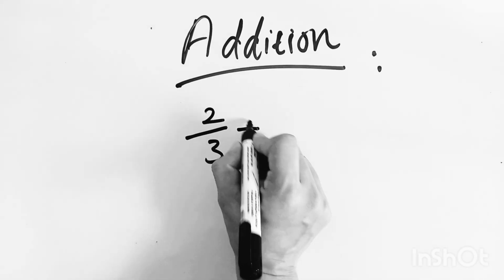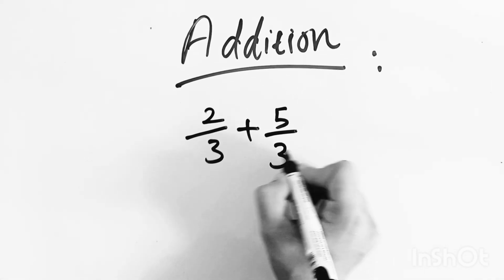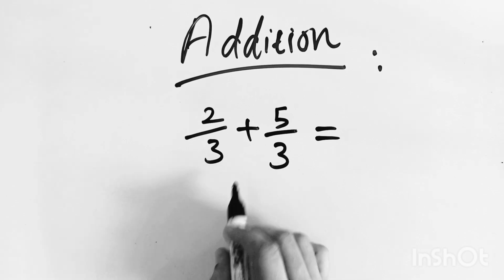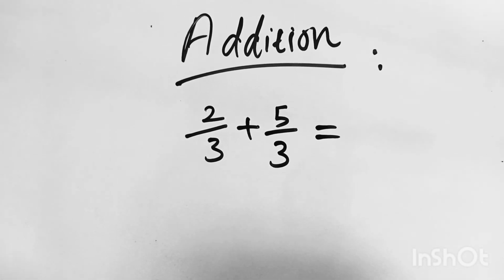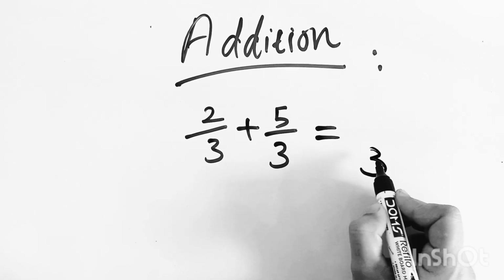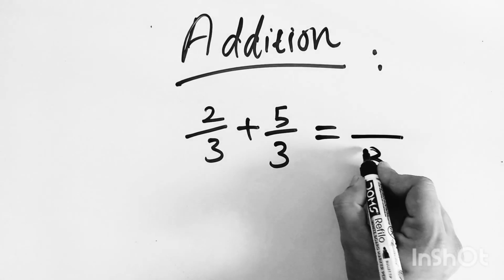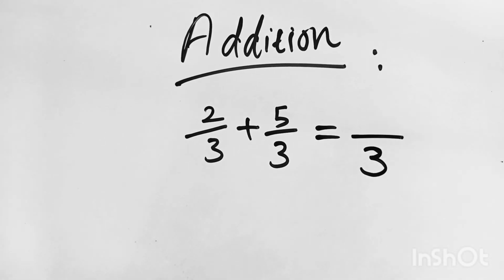2 by 3 plus 5 by 3. Okay, here the denominator is common. So for adding like fractions, in the answer also the denominator will be the same. So you can write the same denominator 3. Now the numerator you have to add. Keep the denominator as it is and just add the numerators.